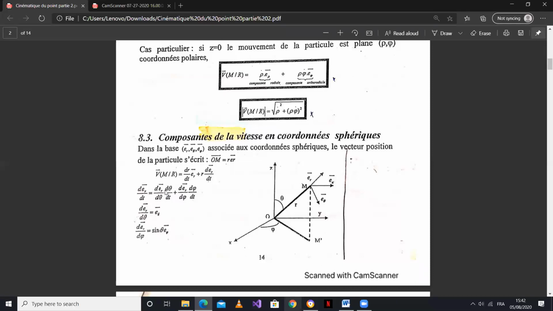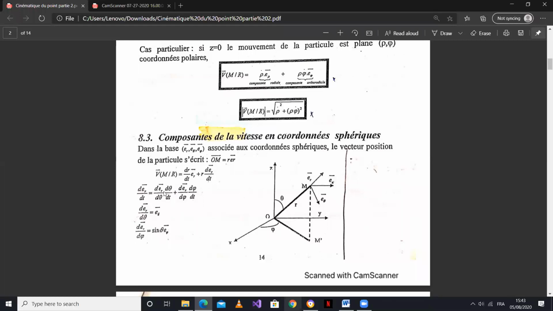It's that simple. Even here, because we have ER written in terms of theta and phi, both of them are varying. So we are going to first derive it par rapport à theta while keeping phi constant. Then we're going to derive par rapport à phi while keeping theta constant, which is what we are doing here. Notice this plus sign. We start with theta while keeping phi constant, then we derive par rapport à phi while keeping theta constant.